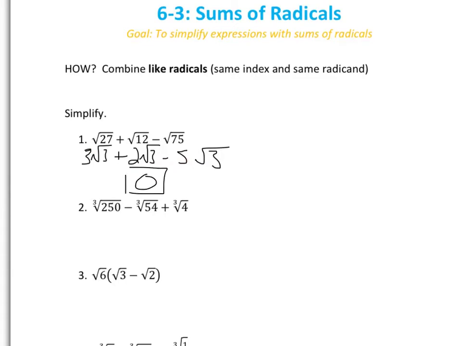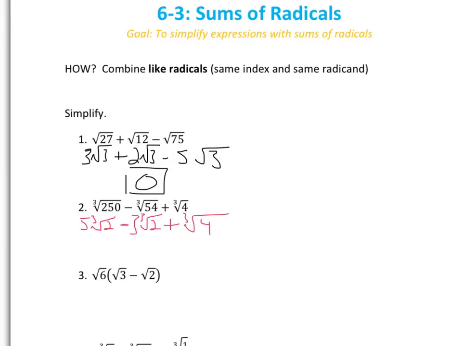All right, number 2, I'm going to start breaking stuff down again. Hopefully you see that cube root of 250 here is cube root of 125 times the cube root of 2, and the cube root of 125 we know is 5. So 5 cube root of 2. Cube root of 54 breaks down to cube root of 27 and cube root of 2. So that's going to give us 3 times the cube root of 2. And we can't do anything with cube root of 4 because there's no perfect cubes inside of it.